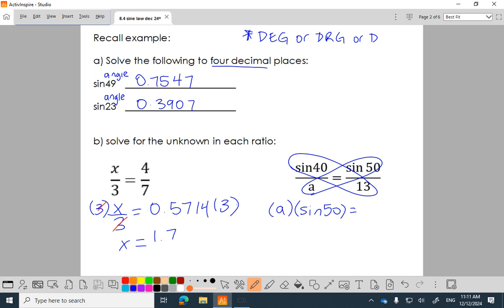Now, here's the issue. It is not sine 40 times 13. It's 13 and the sine 40 multiplied. So I'm going to write it like that to not mess me up. How would you mess up? If you didn't use brackets, or if you did sine 40 times 13, that would not be correct.